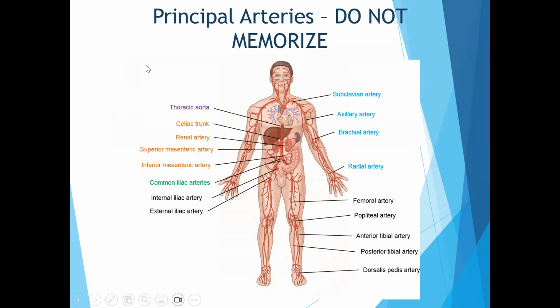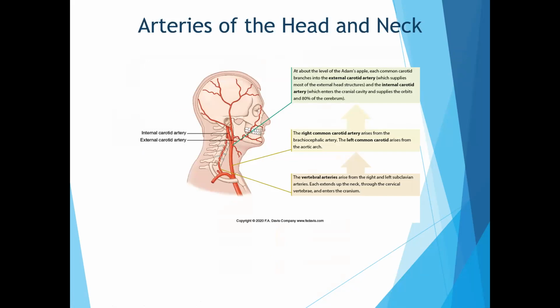Okay, this is our artery map here. As you can see in the title, do not memorize this. This is very good to know in terms of your future endeavors if you're going into the healthcare field, but you do not need to memorize it for the purposes of this class. I do want you to know the primary arteries of the head and neck. So we have our external and internal carotid. So that is the branch off of our right and left common carotid arteries.